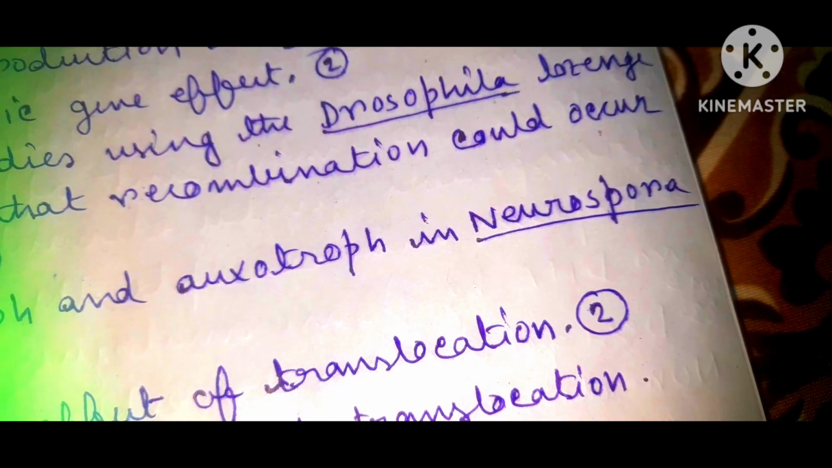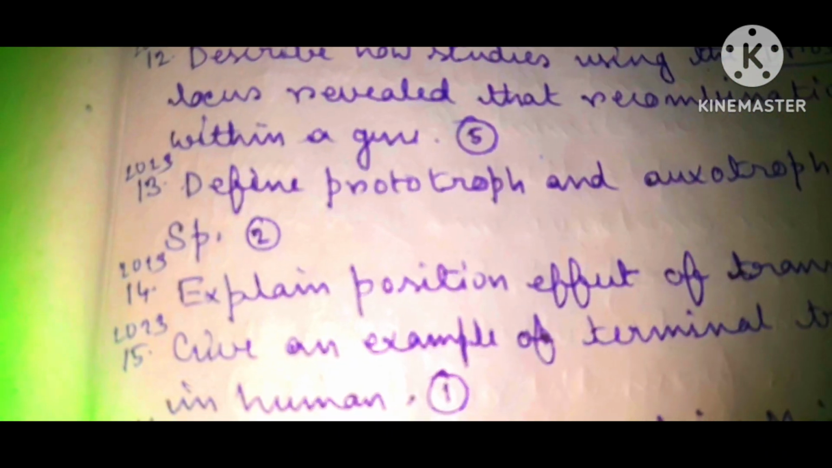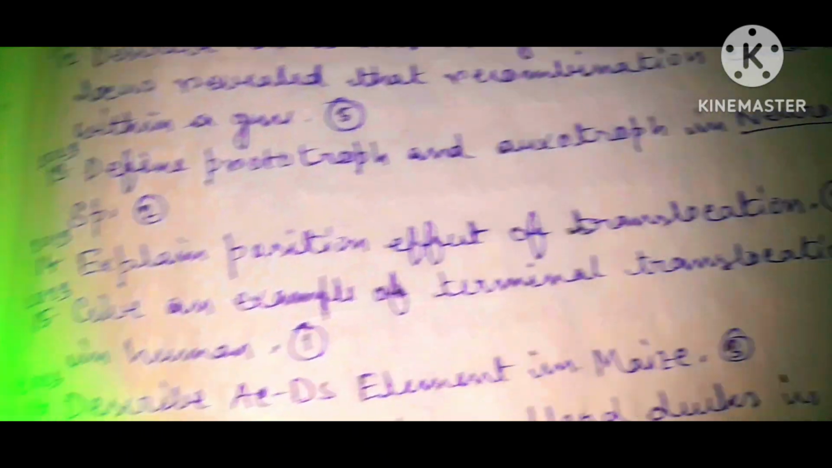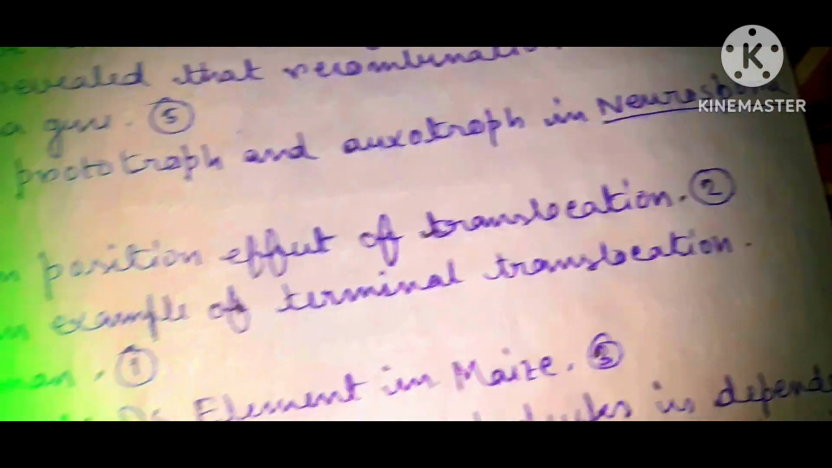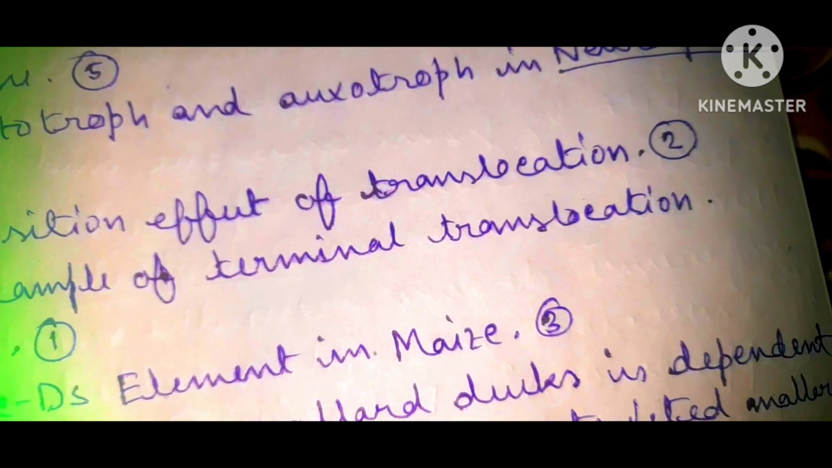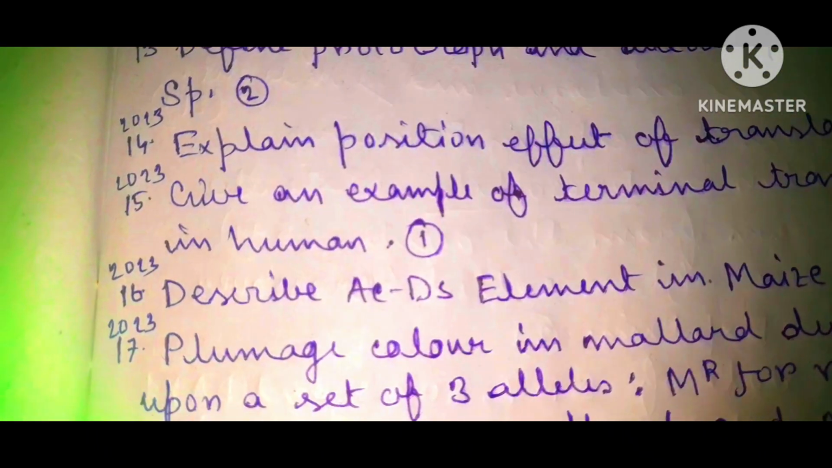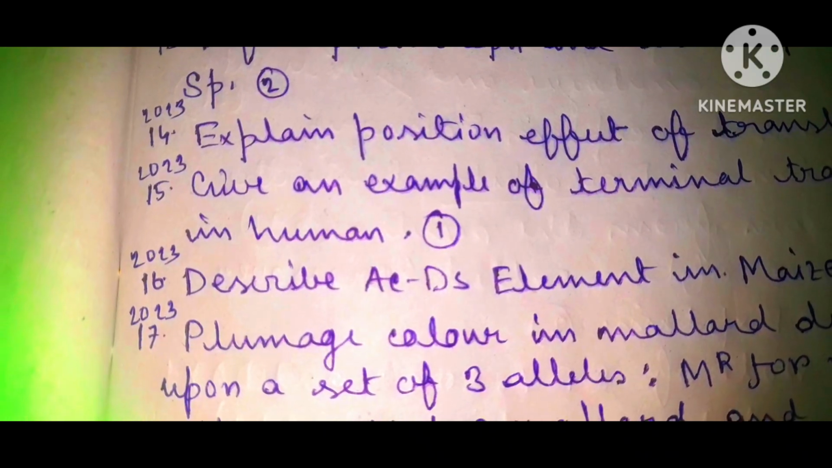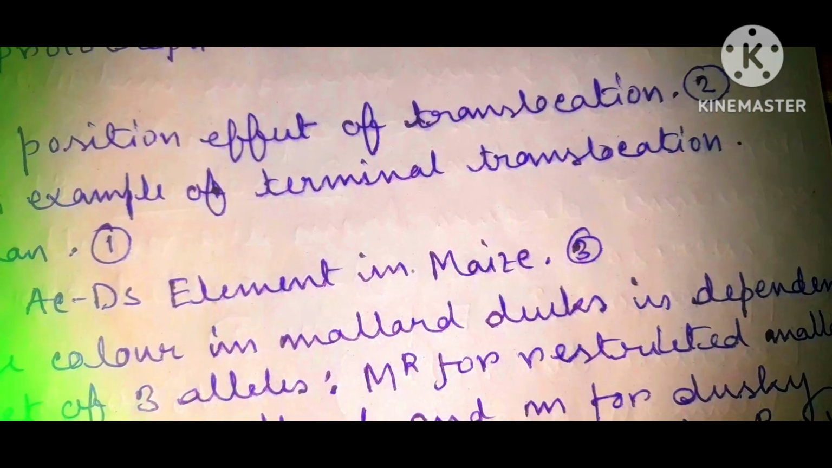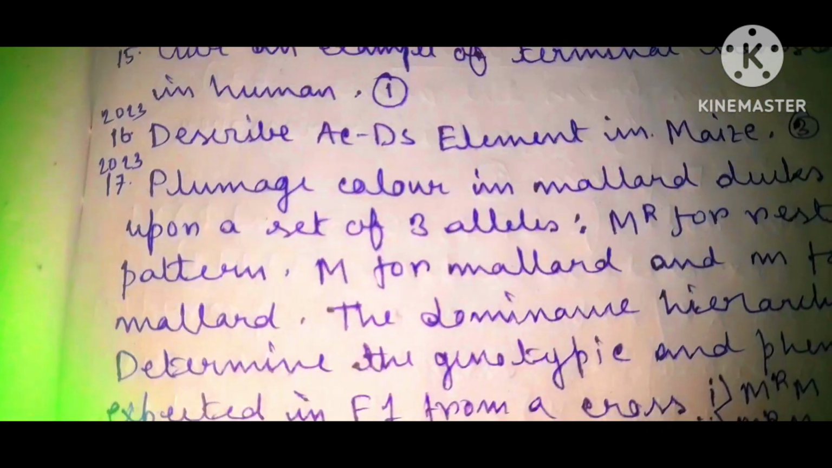Define prototroph and auxotroph in Neurospora sp., carrying 2 marks. Explain position effect of translocation, carrying 2 marks. Give an example of terminal translocation in human, carrying 1 mark. Describe Ac/Ds element in maize, carrying 3 marks.